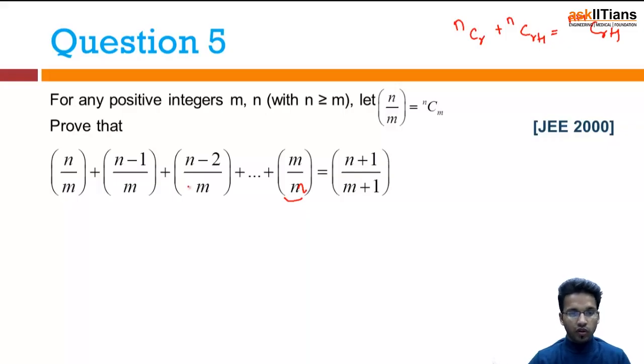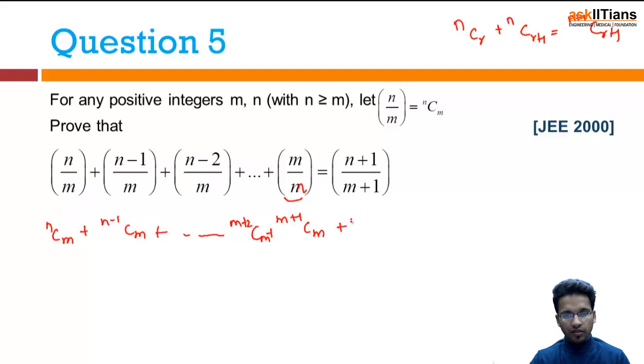Now let us interpret this in terms of nCm: nCm, n minus 1 Cm, goes like this, m plus 1 Cm, and I'll write one more term so that it's more clear. The last term is mCm. Now what is the question about? We have this term, so we want to start a chain reaction basically. Now if we want to combine these two, obviously we cannot. Why?